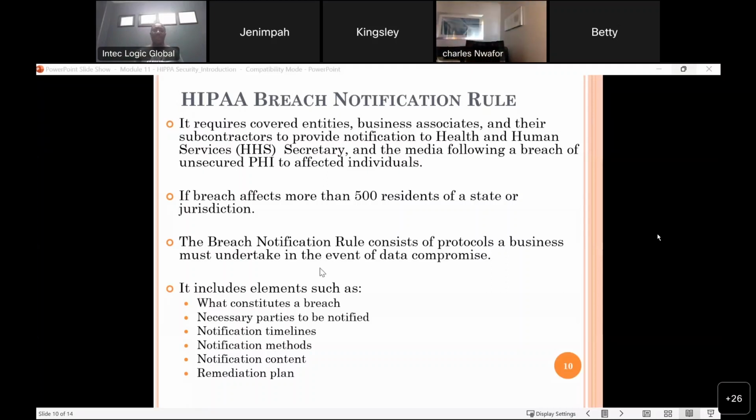Very good. So they follow a process to report the breach. That includes what constitutes a breach, necessary parties to be notified, notification timeline, notification method, notification content, and remediation plan. So when a breach happens in your environment, you have 72 hours to report to HHS, right? Every covered entity or business associate, when a breach happens, has 72 hours to report to HHS, and that is handled by the Privacy Department.